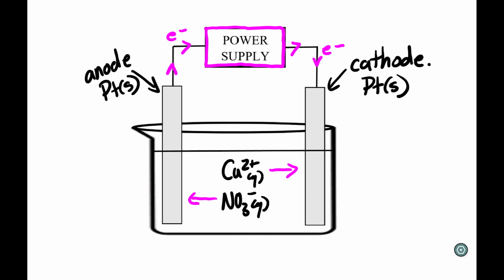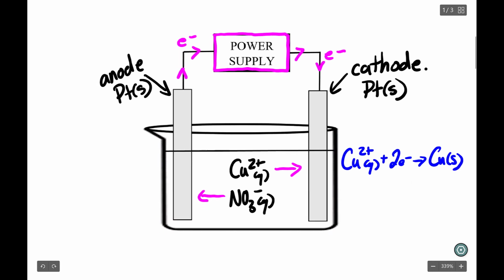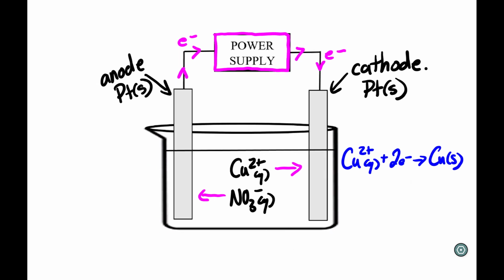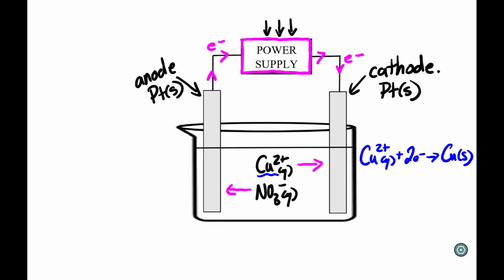The next thing I'm going to do is write out the reaction that occurs at each electrode. So I know that copper 2+ reacts at the cathode and it's gaining electrons there. So I look up the half reaction and I get copper 2+ plus 2 electrons becomes copper solid. And then I look up water as a reducing agent, which is at positive 1.23, and I write that reaction reversed because this is an oxidation.